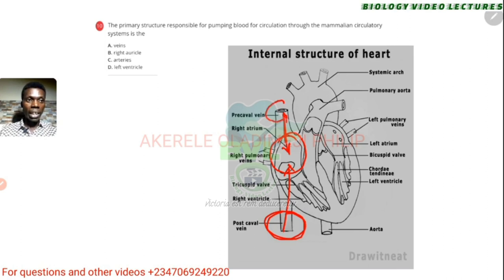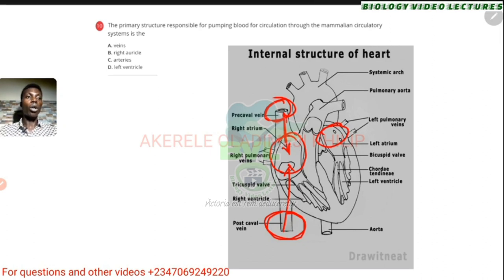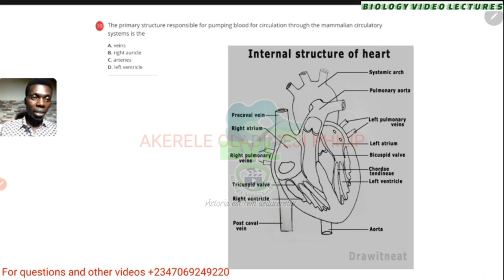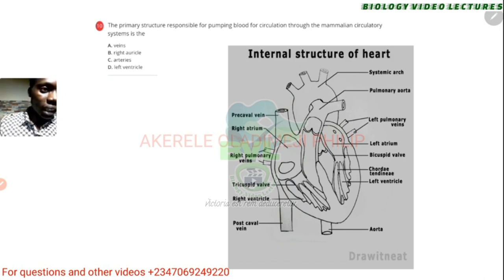This one is the superior vena cava that's bringing deoxygenated blood. And this one here is the left auricle or atrium bringing blood from the lungs. Four veins are going into it. Now, bear in mind, let me do this for the sake of importance. Now, this is receiving oxygenated blood from the lungs, basically.